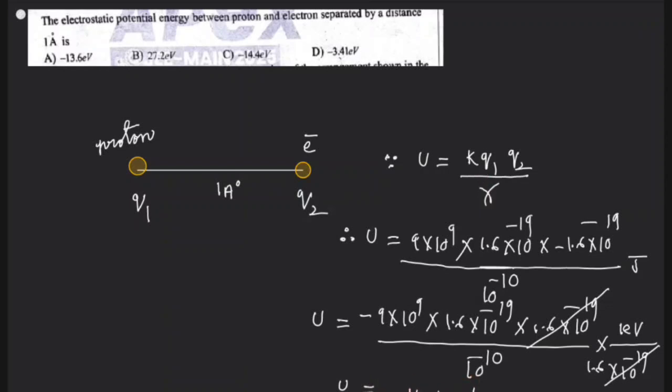So this formula is important, you need to keep this formula for the next exams. Please keep this formula in your mind, U is equal to KQ1 Q2 by R. And you have to remember one more thing, the joules and electron volt conversion.